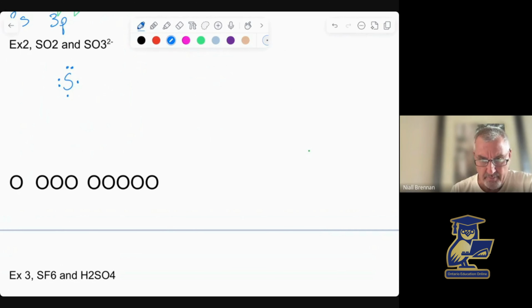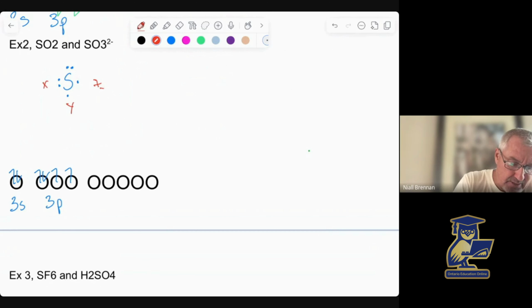And I'm going to draw concurrently here the orbital filling diagram. So we've got our 3s and 3p, just like the last example. All right, so there's my 3s, there's my 3px, my 3py, and my 3pz are going to be over here. So there's my z, there's my y, there's my x, and there's my 3s. All right, so that all makes sense from the number of electrons and the distribution.